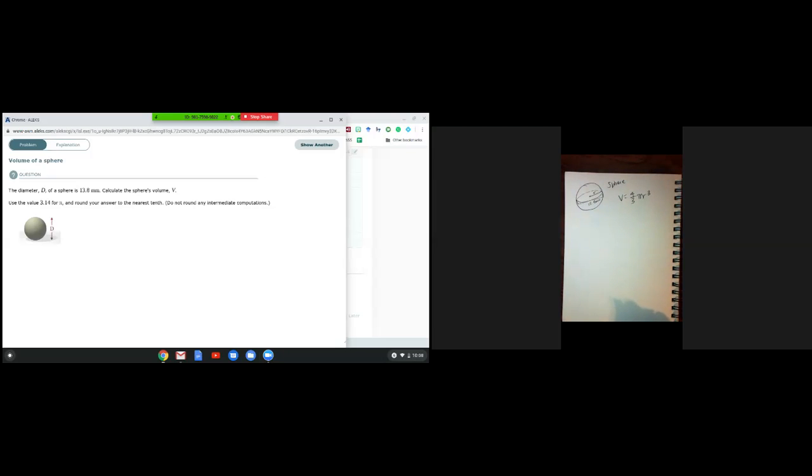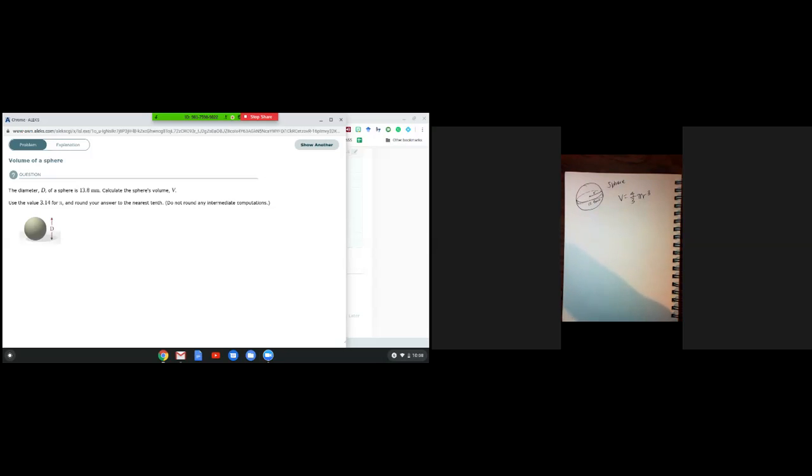And we're gonna find the volume. It wants us to use 3.14 for pi. We can't just put pi in our answer. We're gonna round to the nearest tenth. Did we round to the nearest whole number in the last one? I kind of don't think we did. Hopefully you caught that. This one we'll definitely remember to round to the nearest tenth. It says don't round any intermediate computations. We'll keep that in mind.